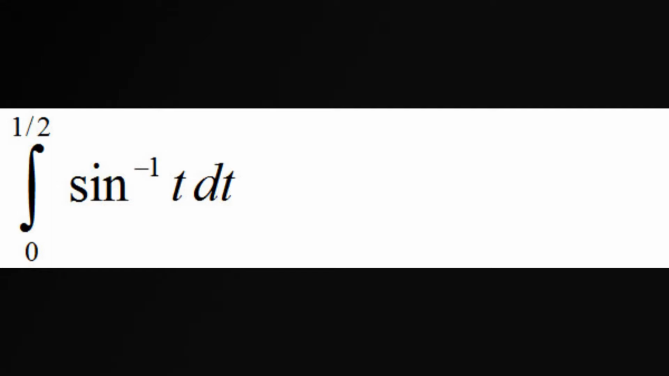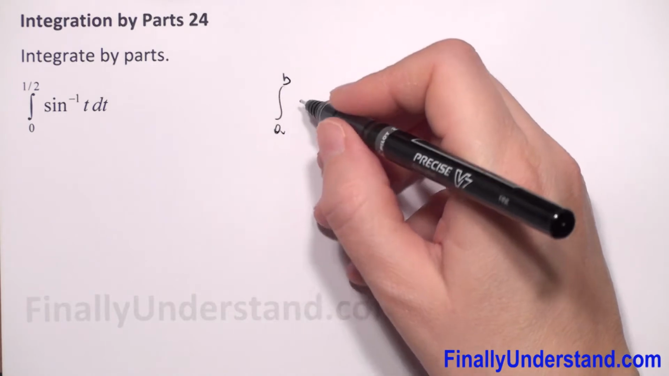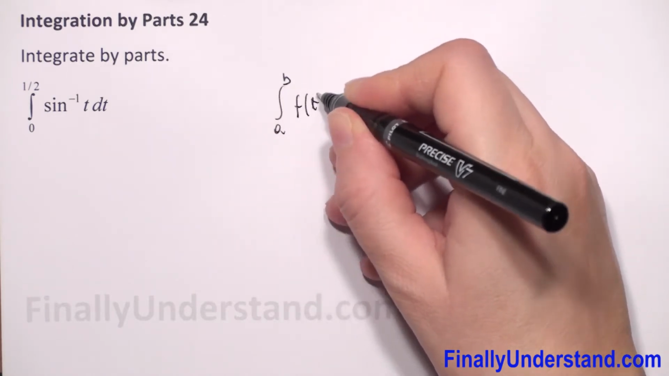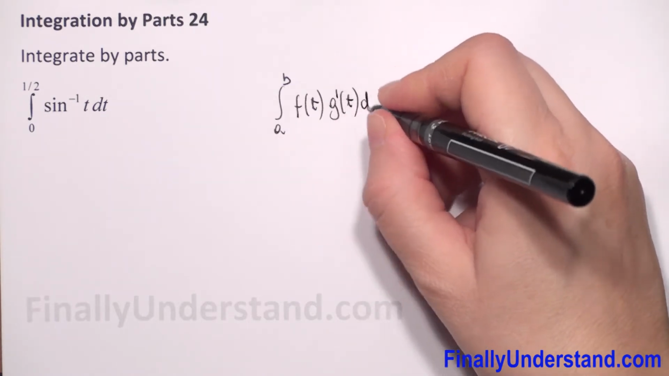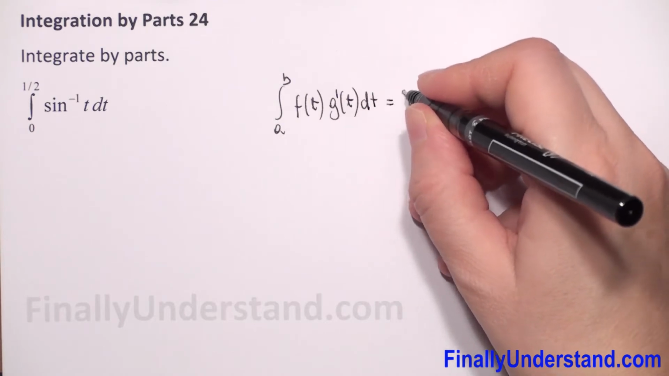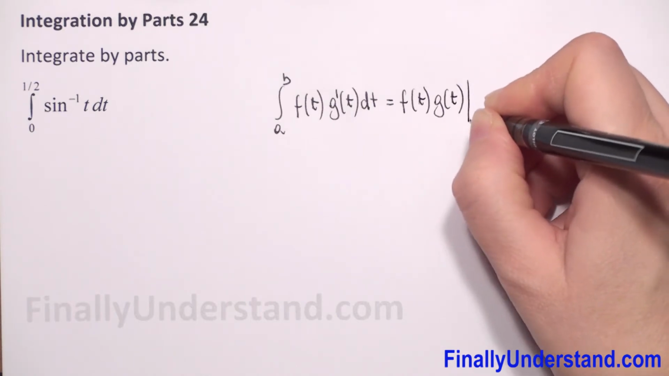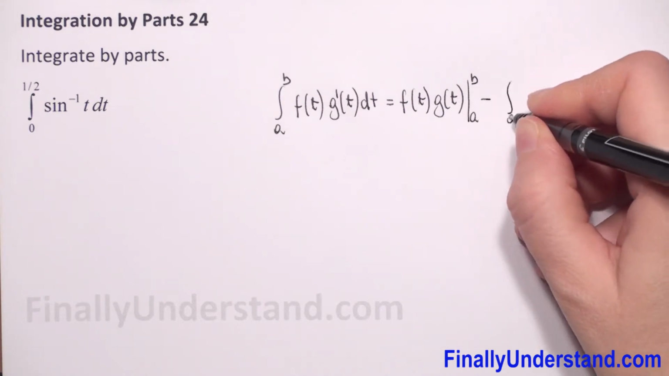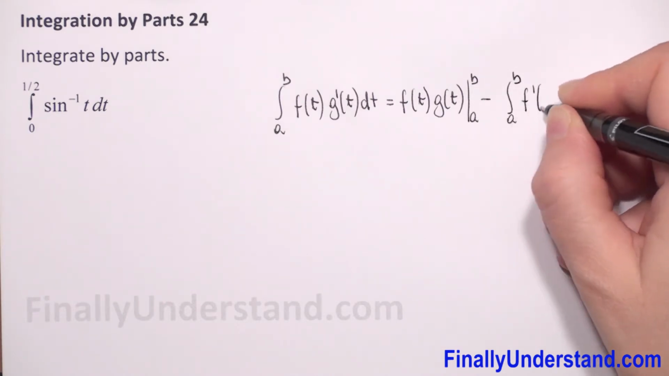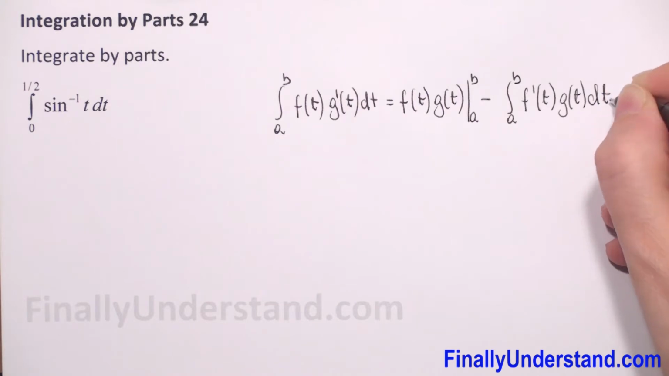First, let me remind you of the formula for integration by parts. Definite integral: when we have the integral from a to b of f of t times g prime of t with respect to t, this is equal to f of t times g of t, limits from a to b, minus the integral from a to b of f prime of t, g of t with respect to t.